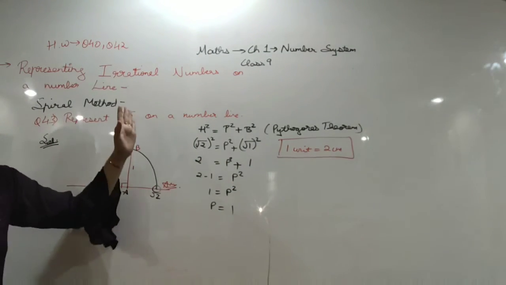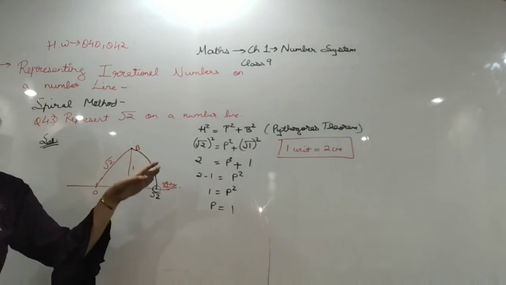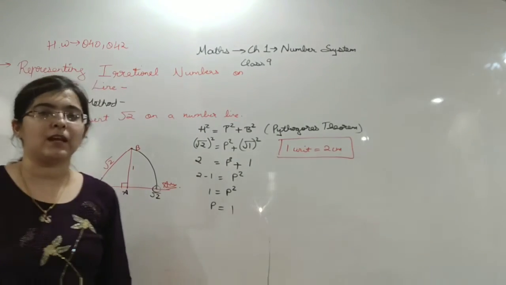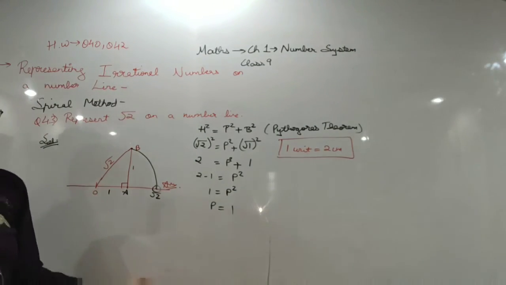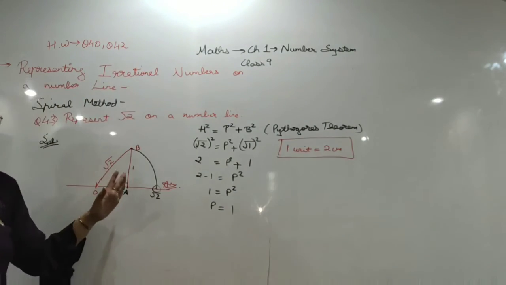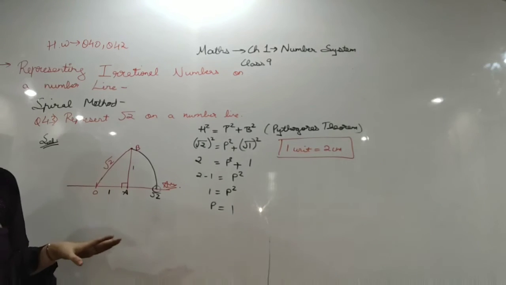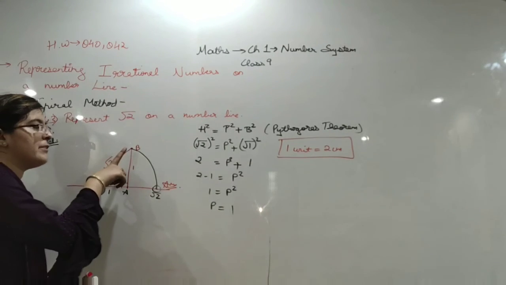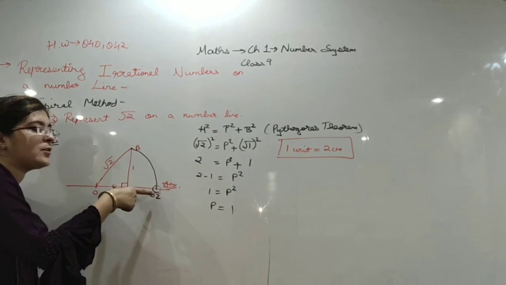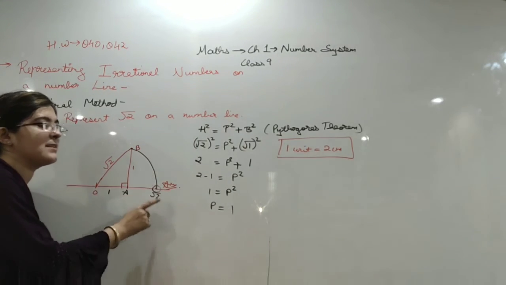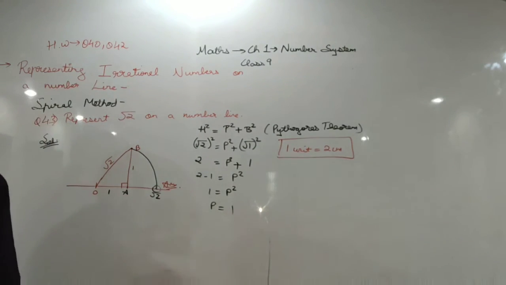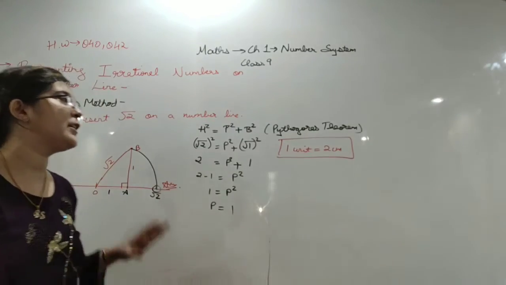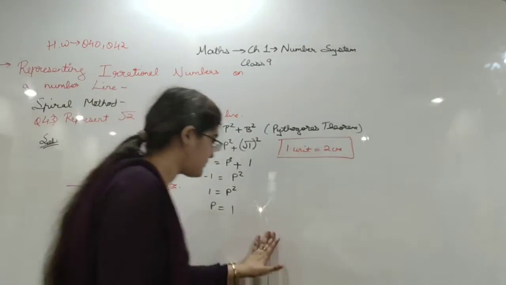Then you have to draw the perpendicular. You can draw the perpendicular with a protractor or a compass, whatever is easy for you. You can do it by any one of them. Then after drawing the perpendicular, you will join OB. Now with the help of the compass, bring this point towards the number line, and this is your final answer. Correct, students? Pause the video and note it down.